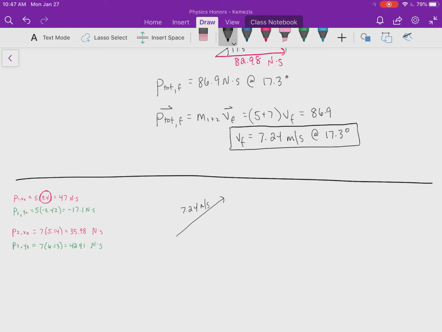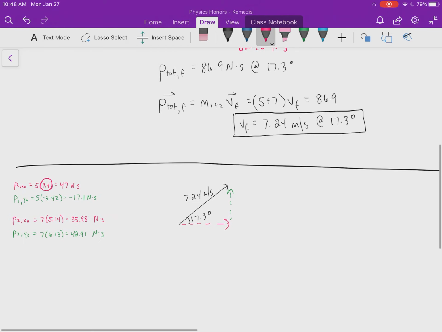So we have 7.24 meters per second, and we're going to have some x velocity and some y velocity. We know the angle is 17.3 degrees, so we can break this into its components. I'm going to do the cosine of 17.3 times 7.24, so we get the x component velocity is 6.91, and for y, we'll do sine of 17.3 times 7.24. This gives us 2.15 meters per second.